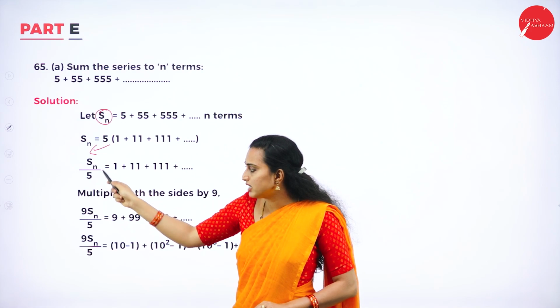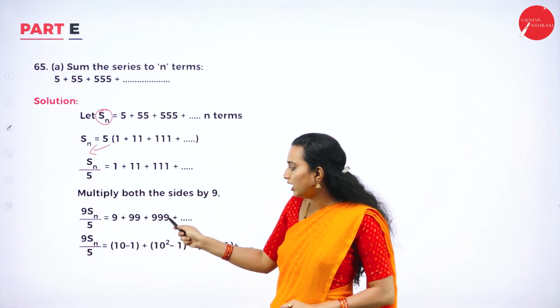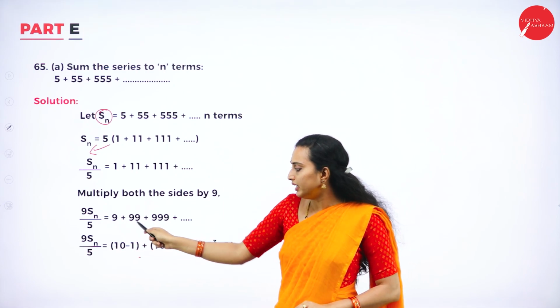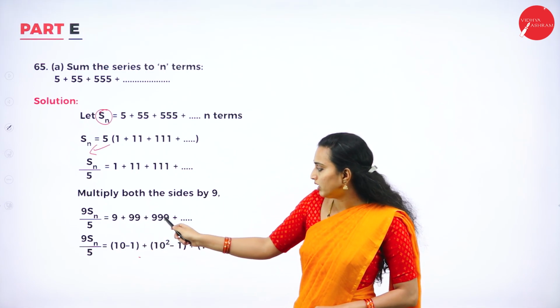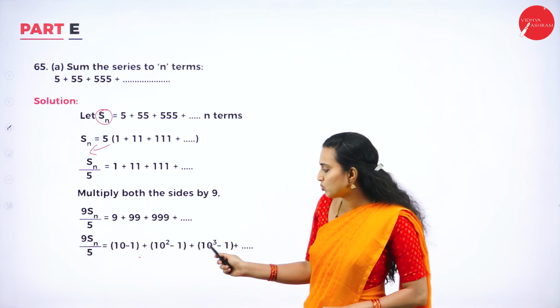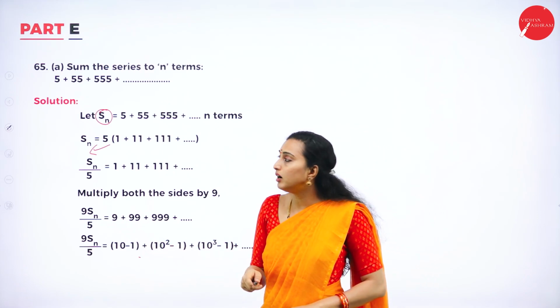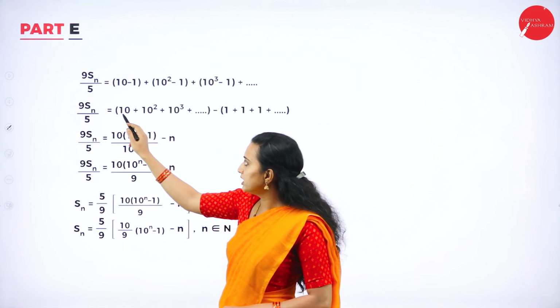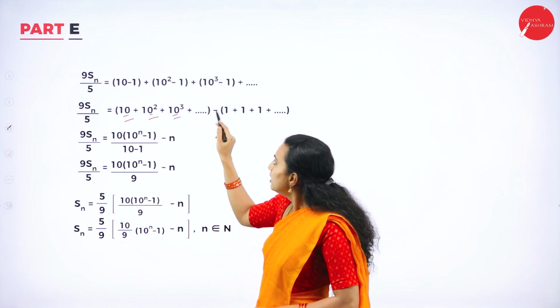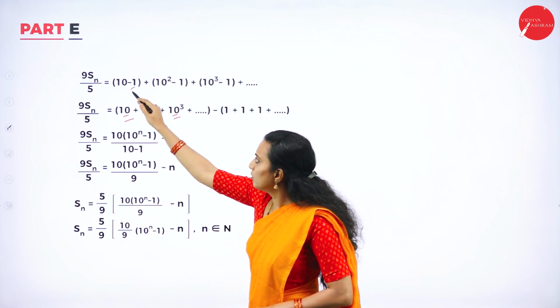Multiply by 9: 9 Sn divided by 5 equals 9 plus 99 plus 999. 9 can be written as 10 minus 1, 99 can be written as 10 squared minus 1, and 999 can be written as 10 cubed minus 1, that is 1000 minus 1. Now I am going to rearrange the terms. First I arrange the 10s separately: 10, 10 squared, 10 cubed, and again minus 1 is there. You can see the minus 1.